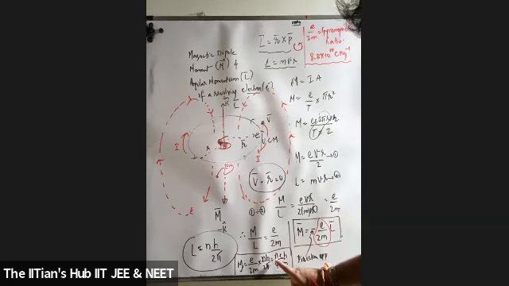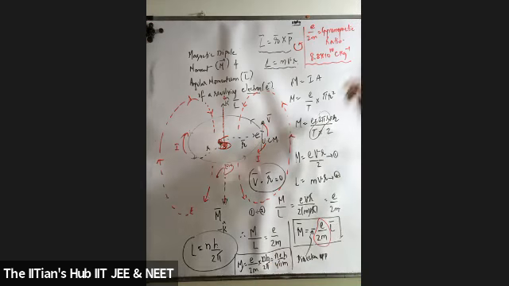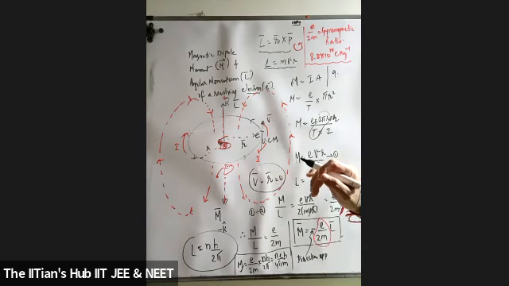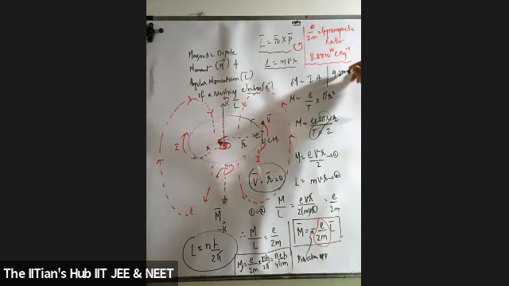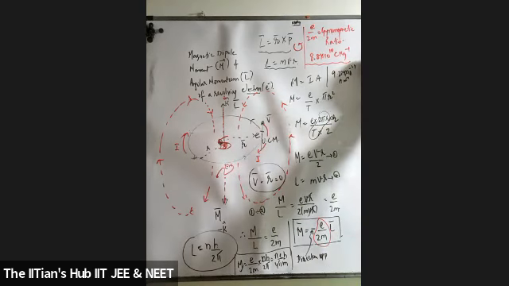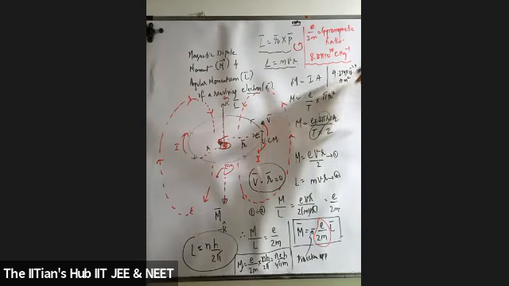When they ask you for n equal to 1, what's the Bohr's magneton for the ground state? Put n equal to 1. e constant, h constant, m constant. And when you substitute these values, you'll get the answer as 9.274 into 10 raised to the power of minus 24 ampere meter square. Ampere meter square is current into area. Magnetic dipole moment.